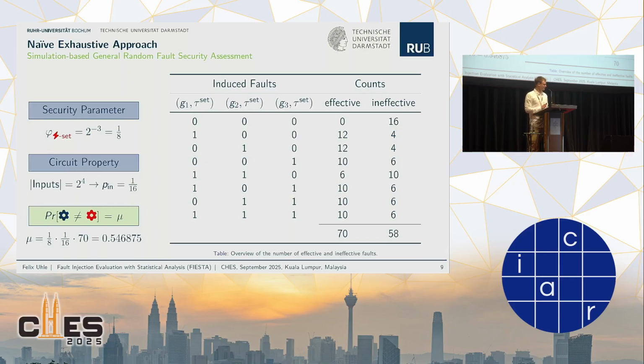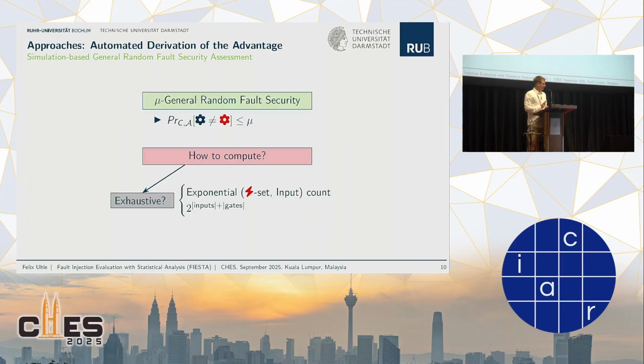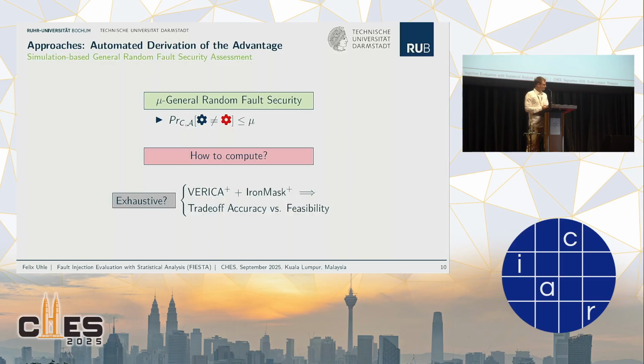However, that is not important for this example, because the problem is that we have an exponential number of fault set and input combinations, which makes it impossible to compute this exhaustively. For example, an AES has 2 times 128 inputs and multiple thousand gates if you want to investigate a real AES with all its rounds. So yeah, we can't simply do that.